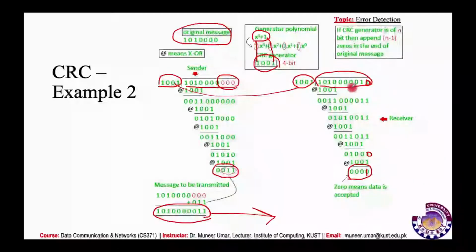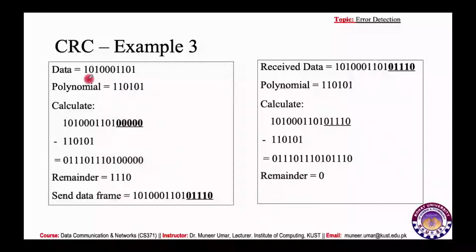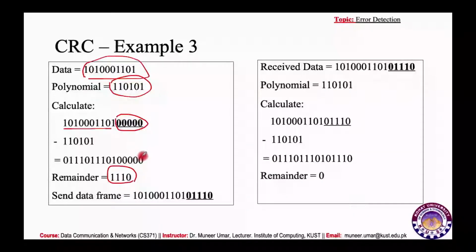Another example for CRC, here we have the data, and this one is the divisor. Now if we look into the divisor, it has 6 bits, so we must append 5 bits or 5 zeros with this data and divide this entire block on this divisor. So after the division we will get a remainder, and then we must append this remainder with this data.